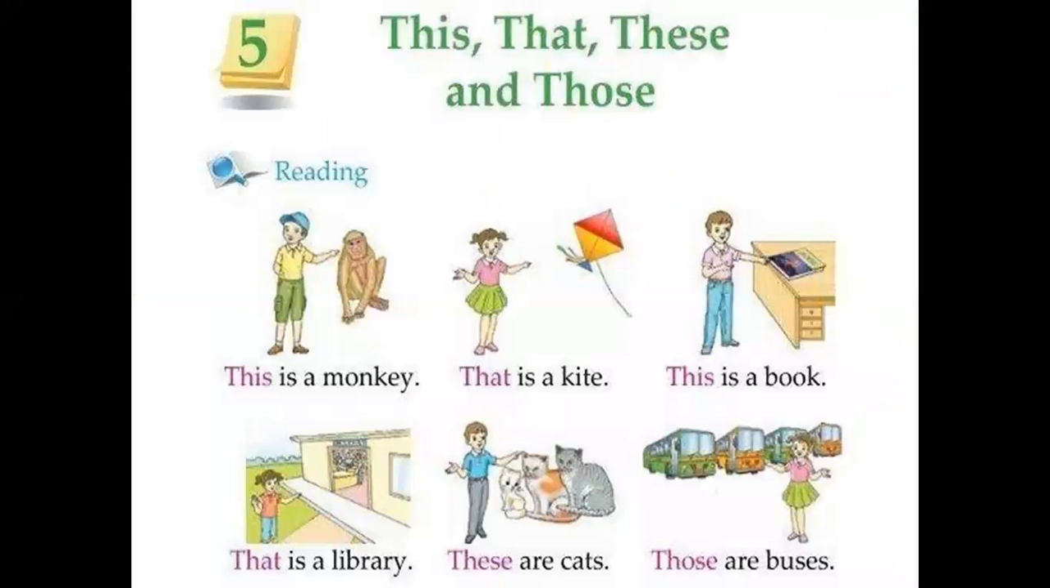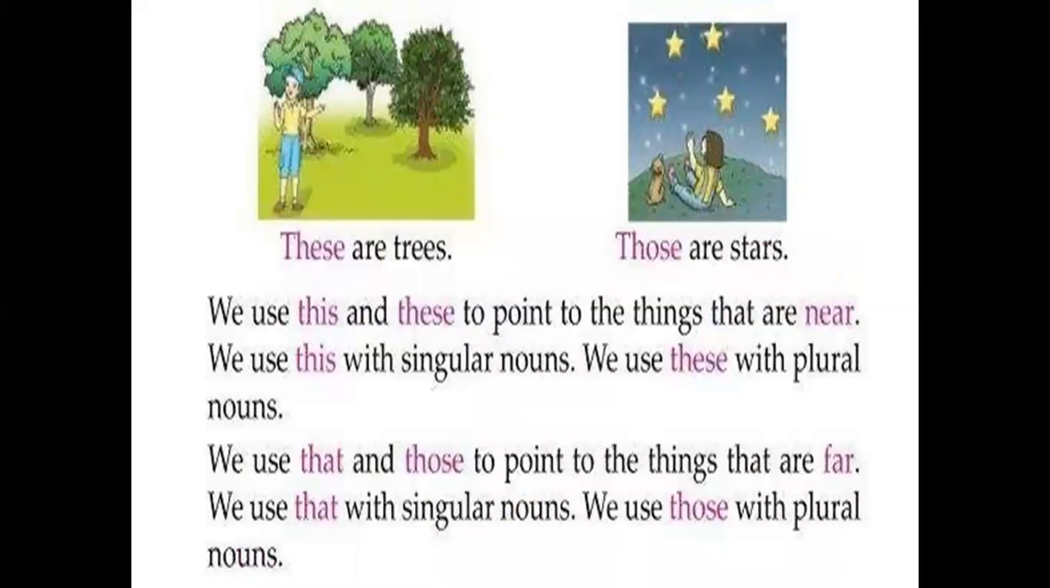Okay, you can see there are some more examples here. Okay, children, let's read those examples aloud. This is a monkey. That is a kite. This is a book. That is a library. These are cats. Those are buses. These are trees. Those are stars.